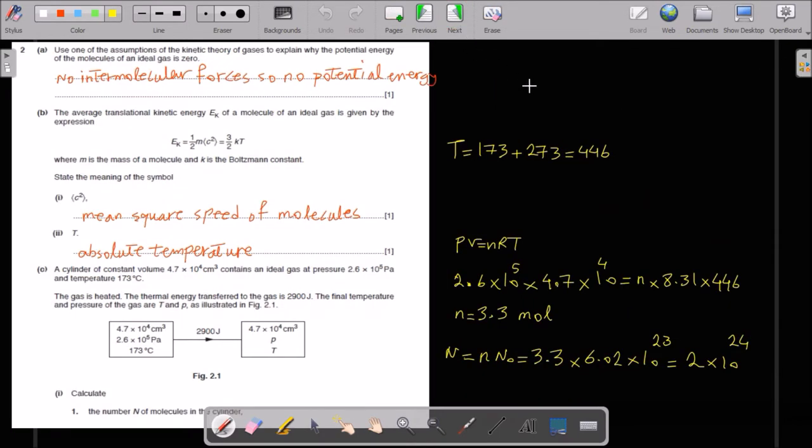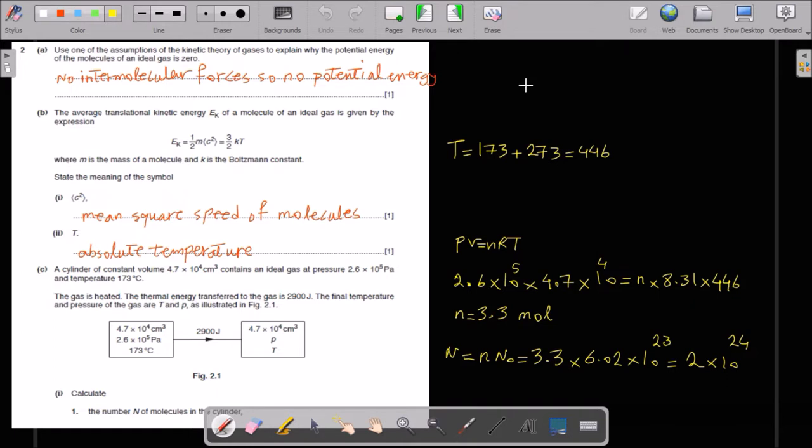Question two, use one of the assumptions of the kinetic theory of gases to explain why the potential energy of the molecules of an ideal gas is zero. One assumption is that there is no intermolecular forces. That's why no potential energy.